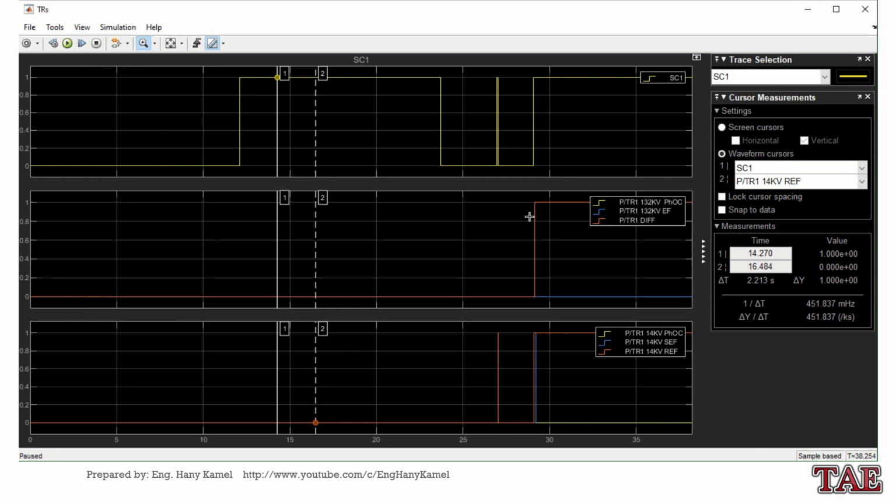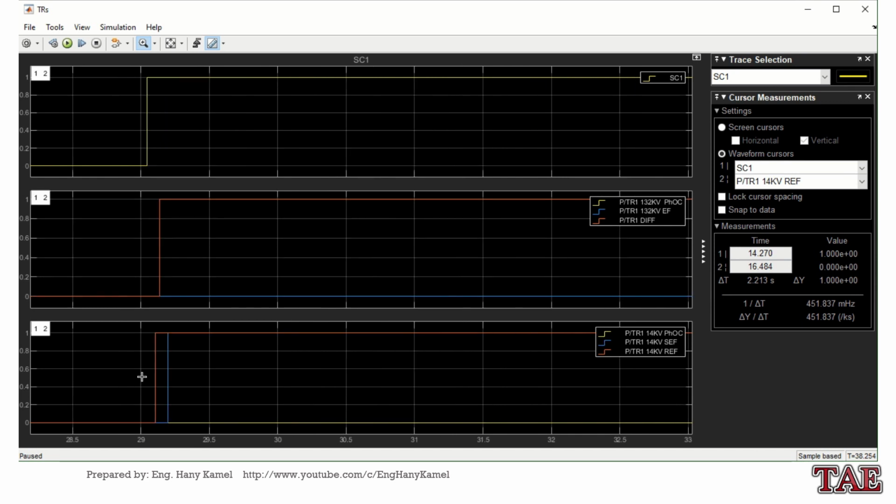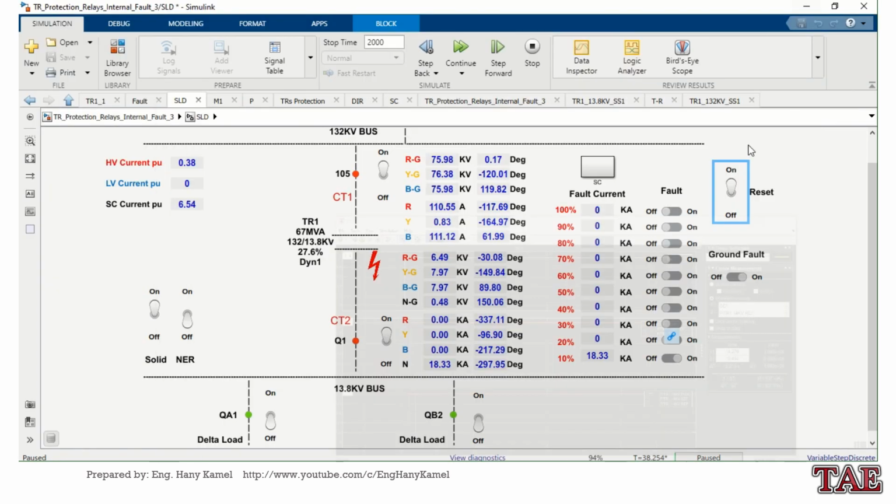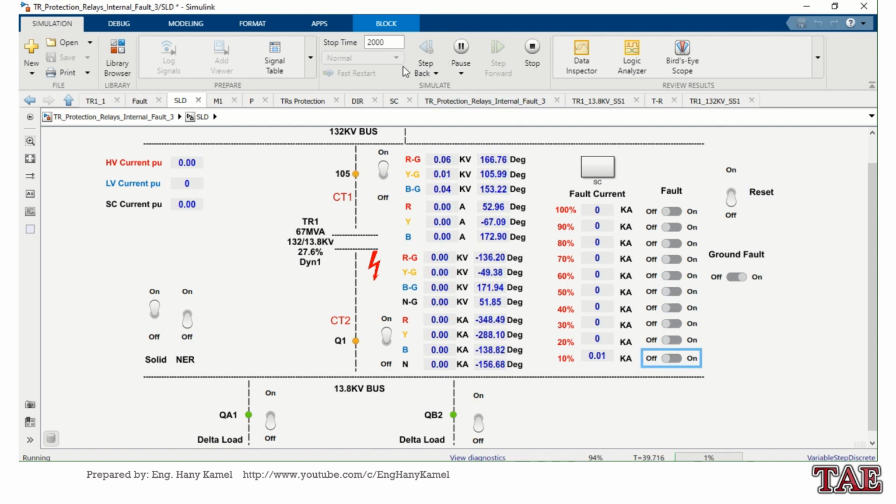So we can see first restricted earth fault, then differential, then reverse fault. Now I will clear the fault, and now the system is working again.